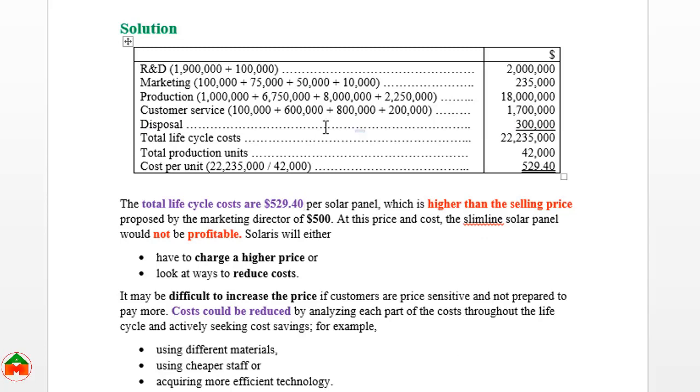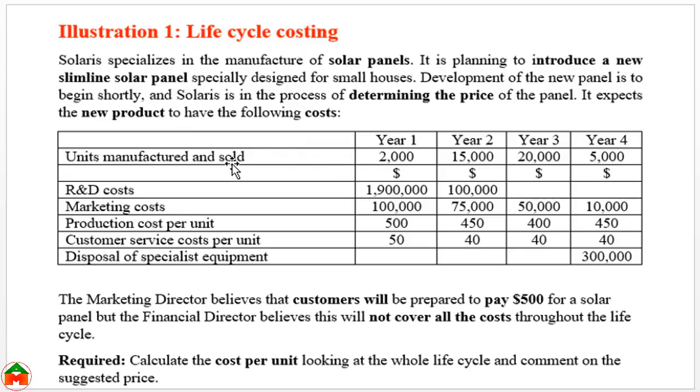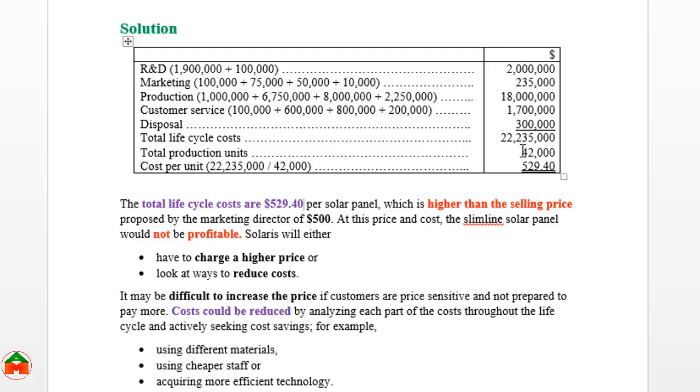Here the disposal cost is 300,000. The total cost is 22,235,000. This is the total cost of the product for the whole life cycle. And from the question we can see our total production or total sale amount is, we need to add this 2,000, 15,000, 20,000 and 5,000. After adding these units, we can see that our total production units or total sale amount is 42,000 units.